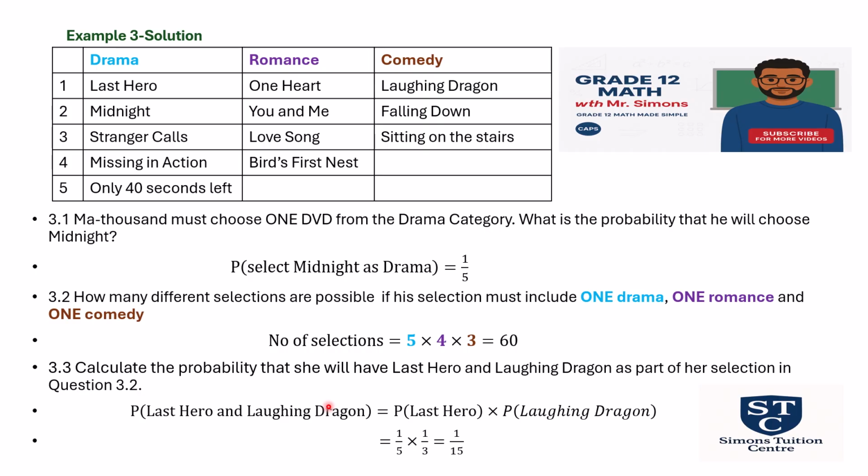3.3, calculate the probability that you will have Last Hero and Laughing Dragon as part of a selection. So the probability of Last Hero and Laughing Dragon, if we use the product rule, would equal probability of Last Hero times probability of Laughing Dragon. The probability of Last Hero is 1 out of 5, and for Laughing Dragon it is 1 out of 3. So 1 over 5 times 1 over 3 gives me 1 over 15.